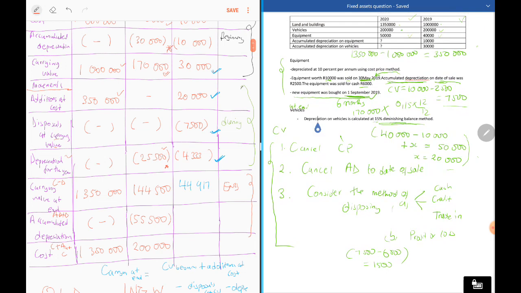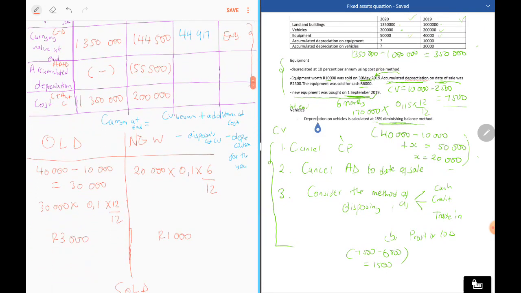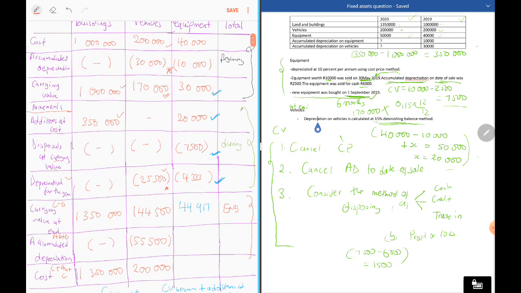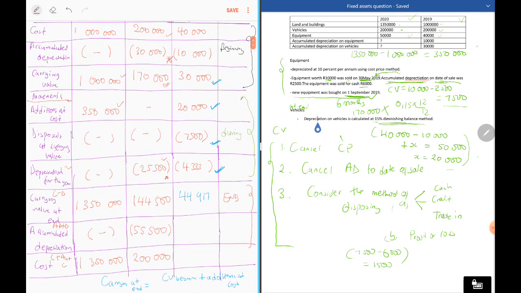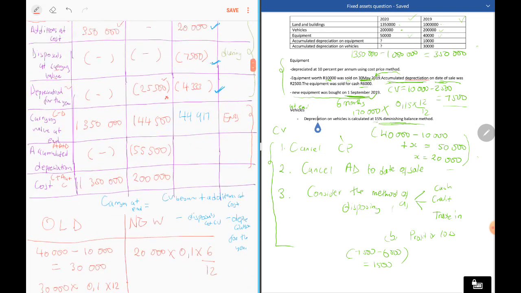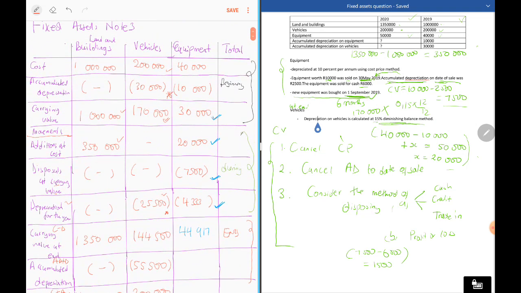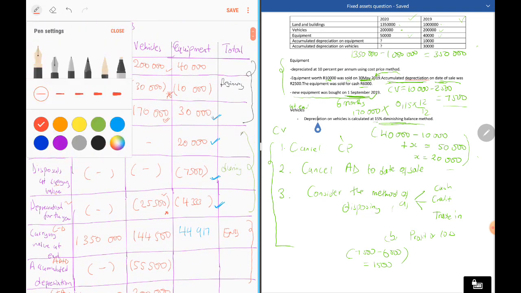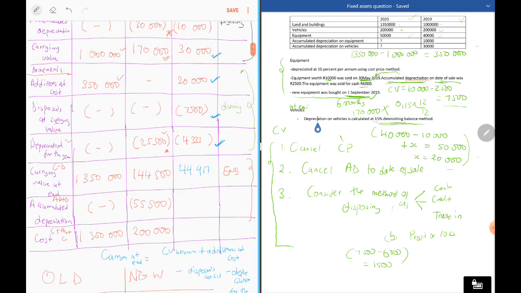So in other words, you're going to say 10,000 when calculating your accumulated depreciation. You're going to take this 10,000. Let me use another color as well so you can see. When calculating, this only changes when you have sold items, guys, right? When you have sold a fixed asset.